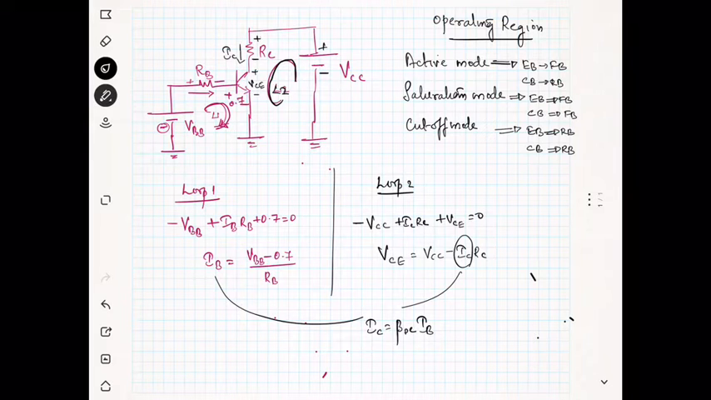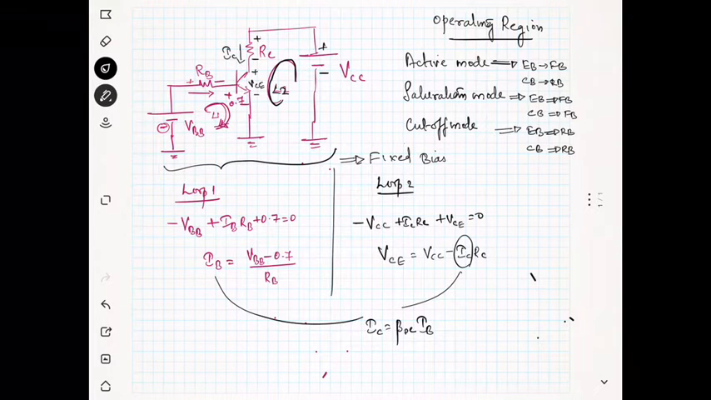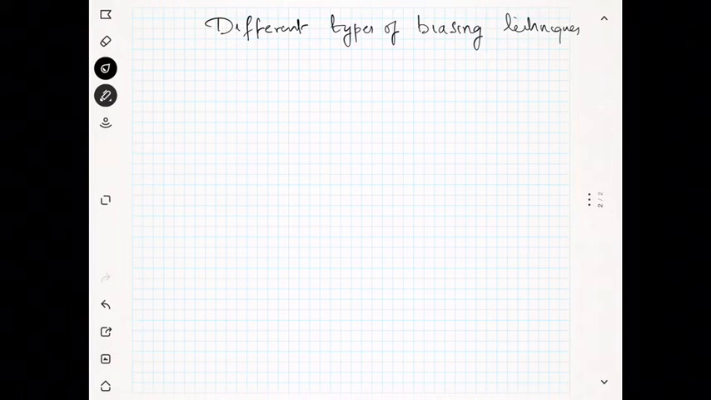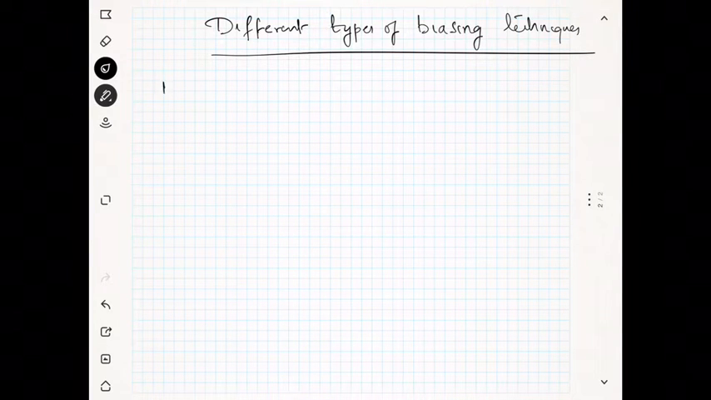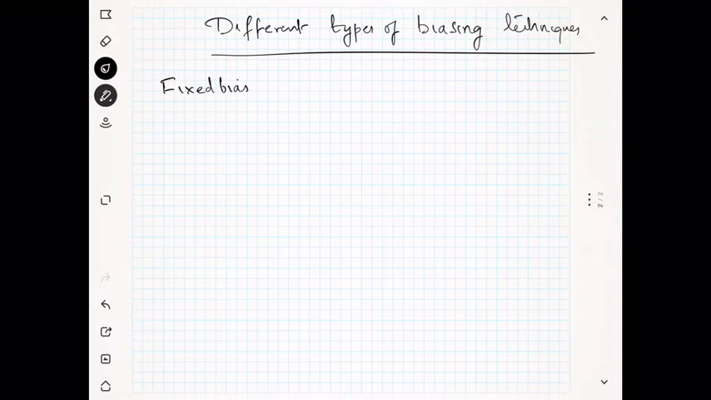Whatever we have discussed now, the circuit that we have shown here is a kind of biasing which is known as fixed bias, okay. So now we are going to discuss different types of biasing techniques. So at first we are going to discuss something known as fixed bias. Fixed bias, you have just seen it now.